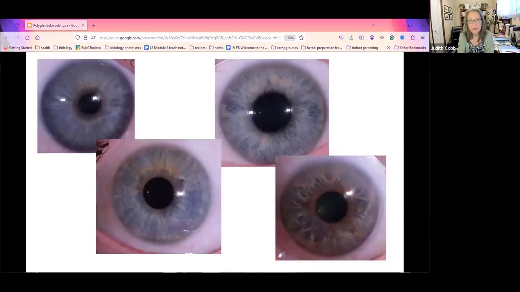Looking at this slide, you see that we've got all blue eyes here, but you'll notice that they each have something a little bit different comparing one to the next. Here we have pretty much all of the fibers radiating outwards. They look fairly well organized, almost like somebody combed them. Here we have one where we've still got very organized fibers, but you'll notice that we have wrinkles in the eye.